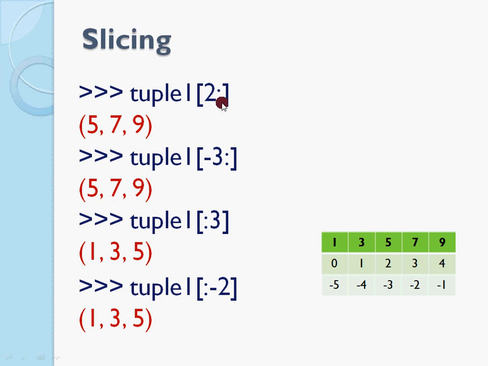If we omit the ending position, then it will start from the starting position and retrieve the elements till the end of the tuple. Same thing with negative indexing. And if we omit the starting position, it takes from the start of the tuple and retrieves the elements till the end minus 1 position. So here the end is 3, and 3 minus 1 is 2. So from the beginning to the second position, it will retrieve these 3 elements. Same thing with negative indexing also.